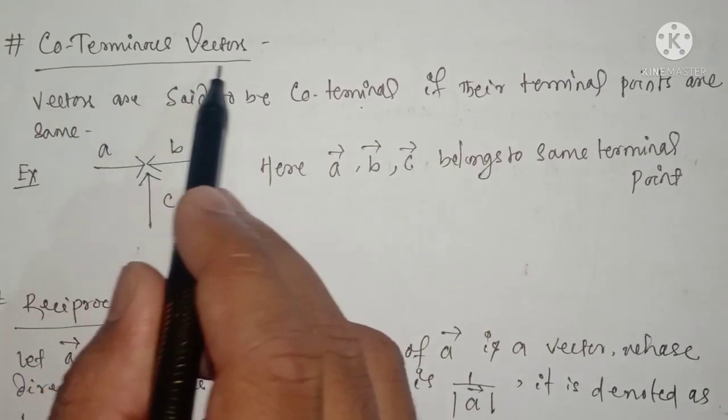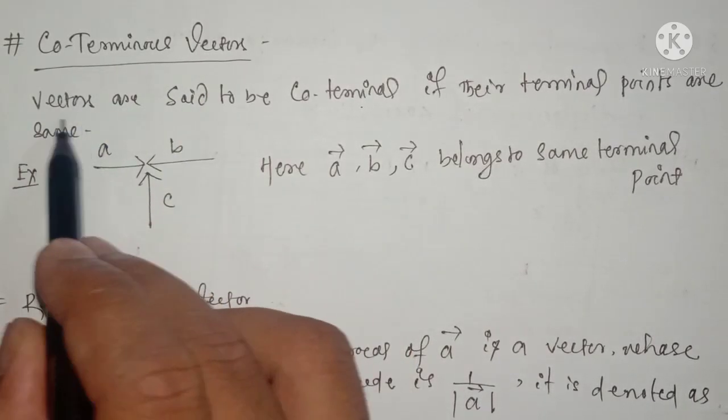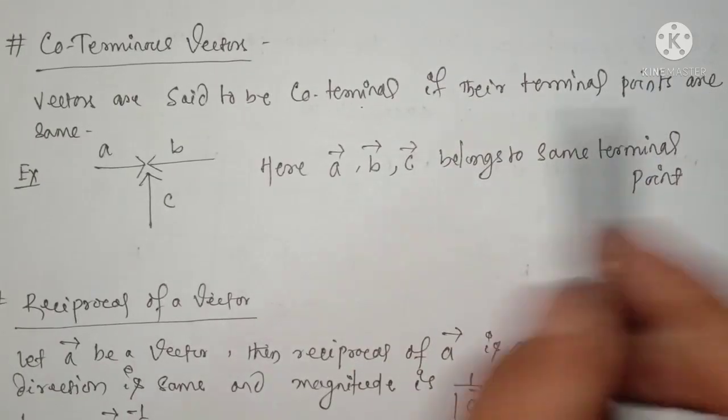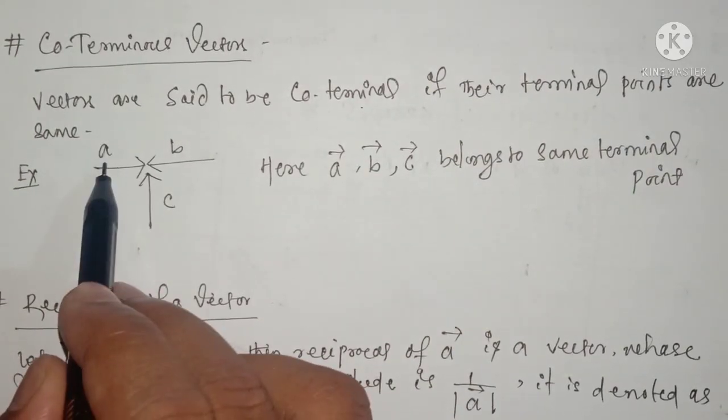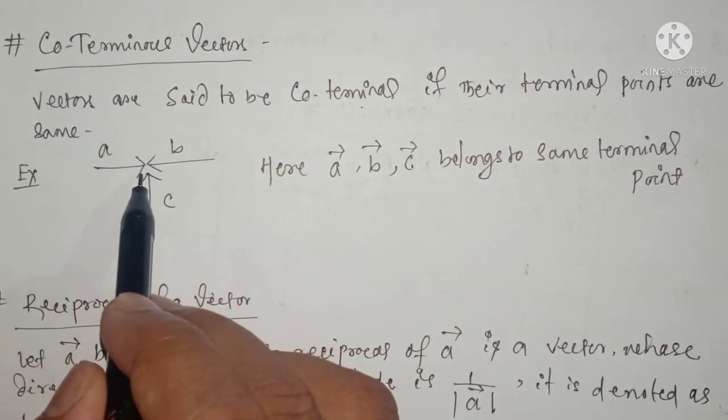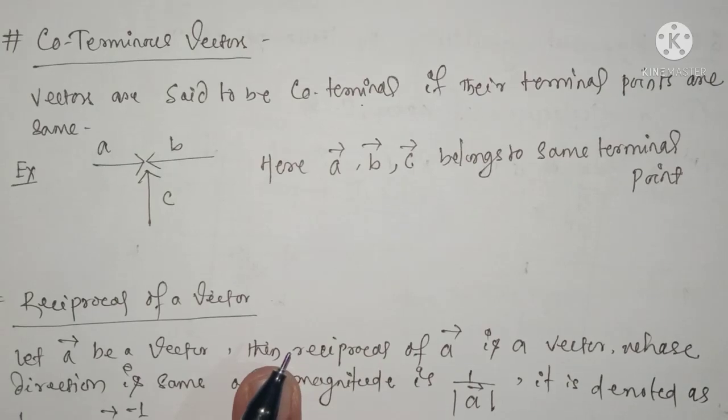Students, discussing coterminal vectors, here is the definition. Vectors are said to be coterminal vectors if their terminal points are the same. As you can see here, there are three vectors, vector A, vector B, vector C, which have the same terminal point. So this is called coterminal vectors.